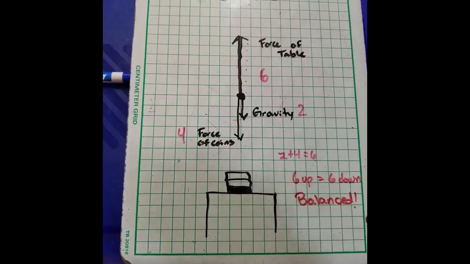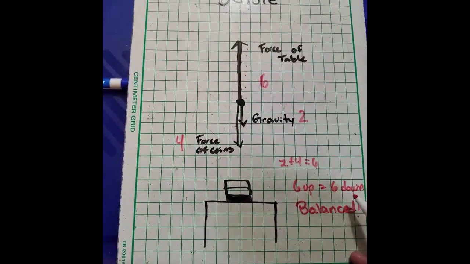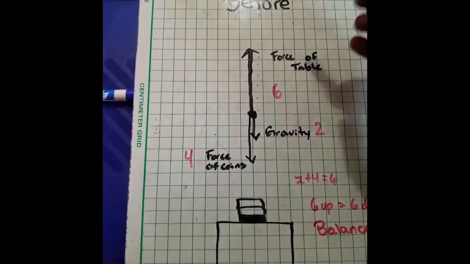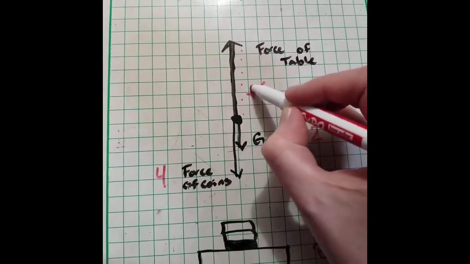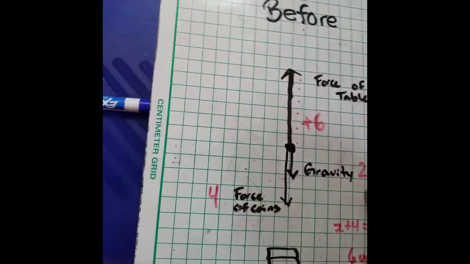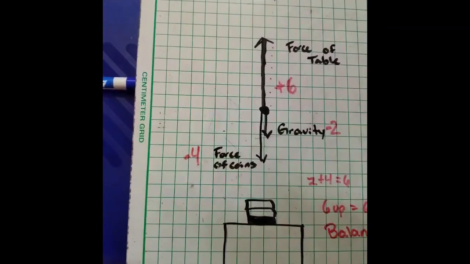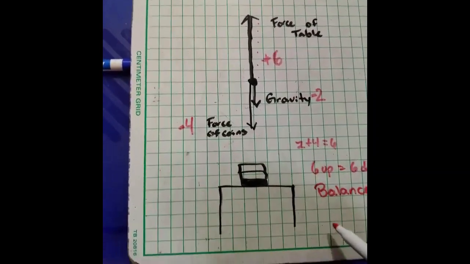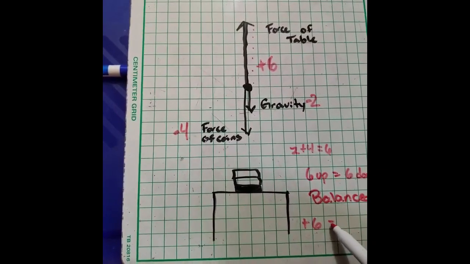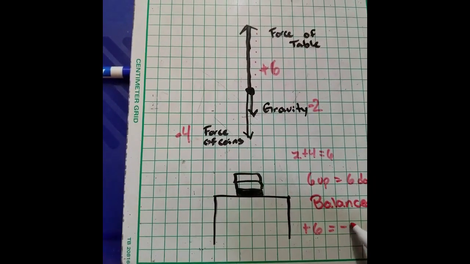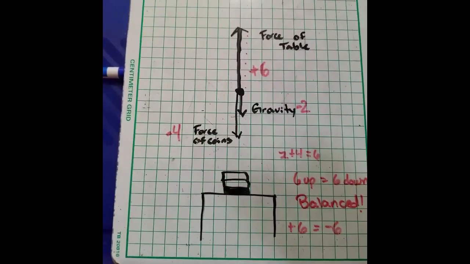Now, normally, and going forward from this point, we aren't going to use the words up and down. We are going to use positive and negative. So on this diagram, I would say that maybe up is positive and down is negative. So this would now become a -2. This would become a -4. And this doesn't change, because here in physics, +6 is going to equal the -6 going down.